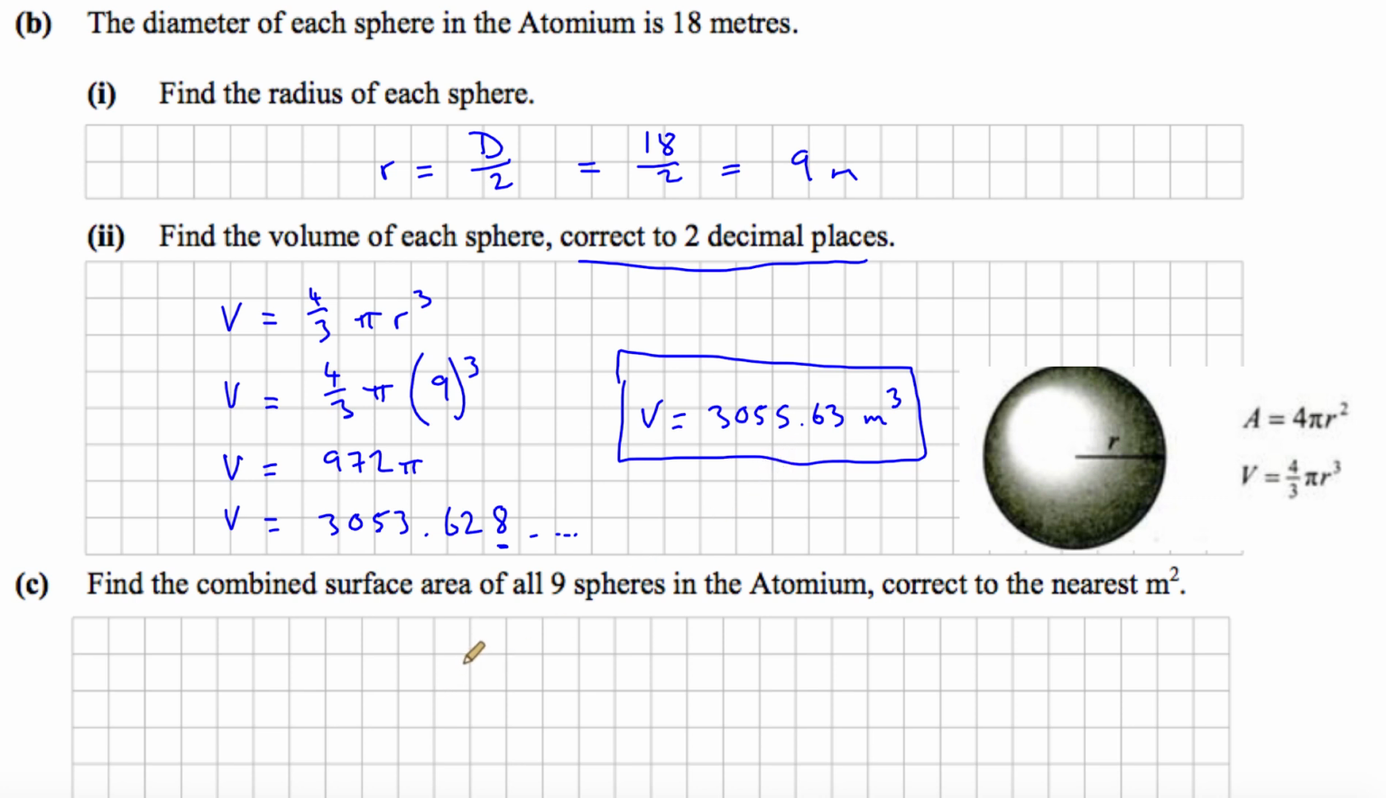Okay, part C says find the combined surface area of all 9 spheres in the Atomium, correct to the nearest meter squared. Okay, so surface area is given by this formula here, again in the tables book. Surface area is 4 pi r squared. So that's going to be 4 pi by 9 squared. And that's giving me an answer of 2916 pi.